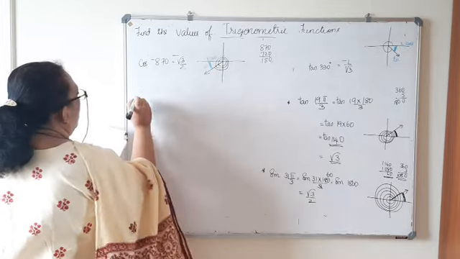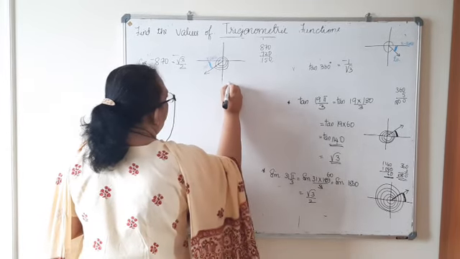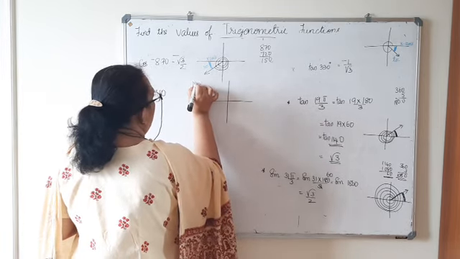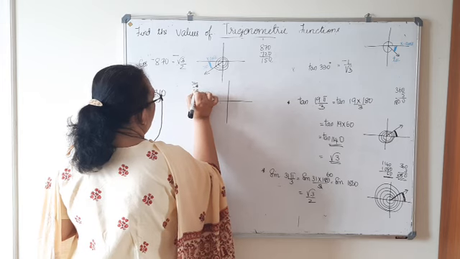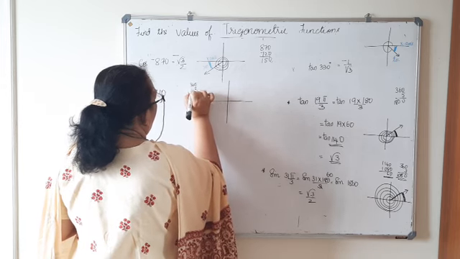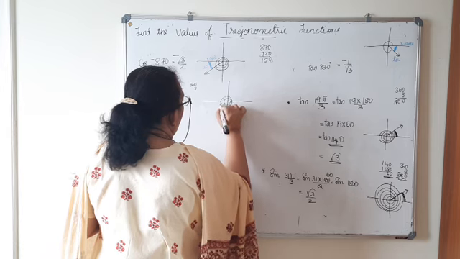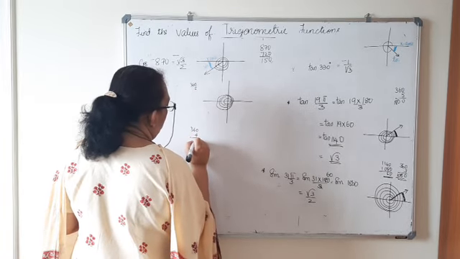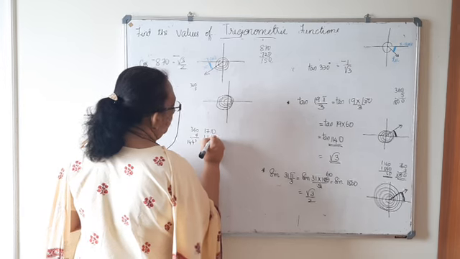Next one, cos minus 1710. It is in the anti-clockwise direction. 360 into 4. 4 6 are 24, carry 2, 12, 13, 14. 1, 2, 3, 4. 360 into 4 is 1440. 1710 minus 1440.